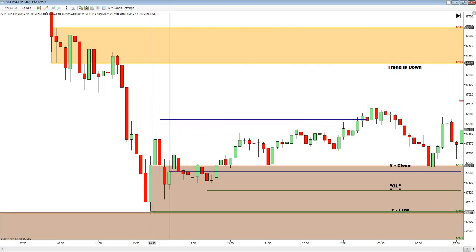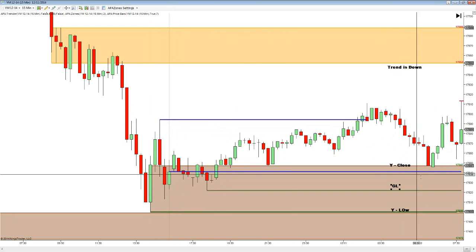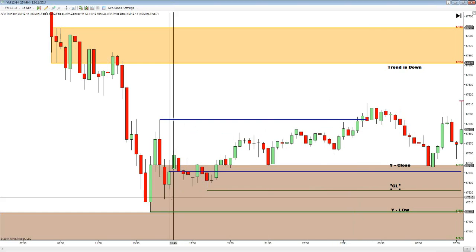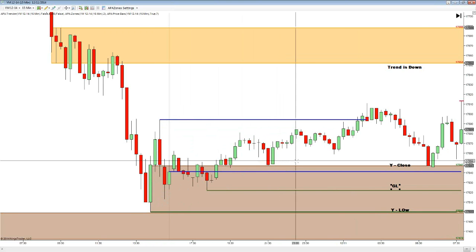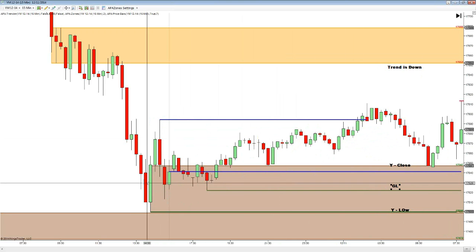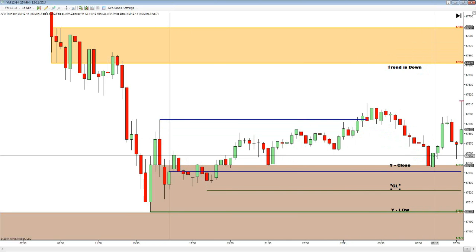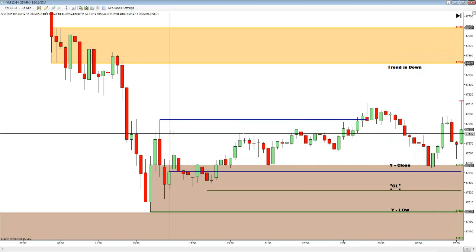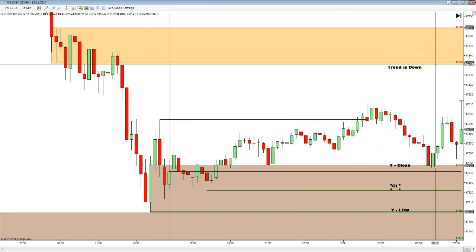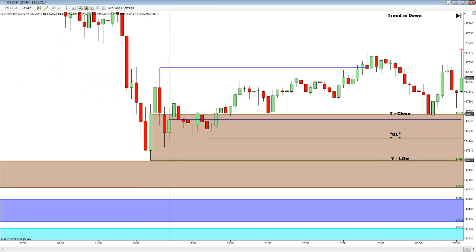I find this very interesting that prices bounced off of this level several times now, and it is brown. But look at this, it came within one tick of doing that, and now it's bouncing off of this brown zone.